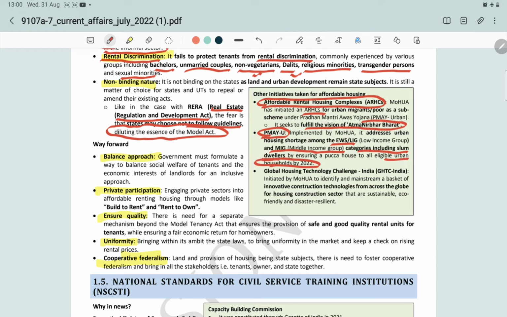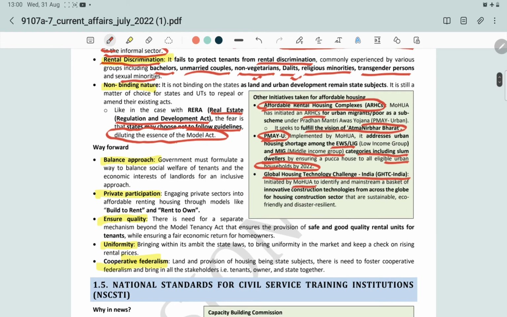Global Housing Technology Challenge India, GHTC India. It is also initiated by the Ministry of Housing and Urban Affairs to identify and mainstream a basket of innovative construction technologies from across the globe for the housing construction sector that are sustainable, eco-friendly, and disaster resilient. And what is the way forward?